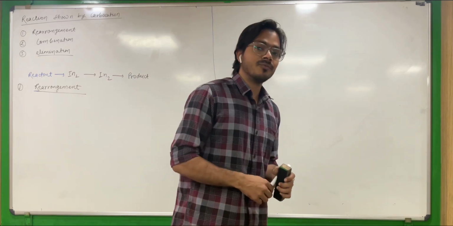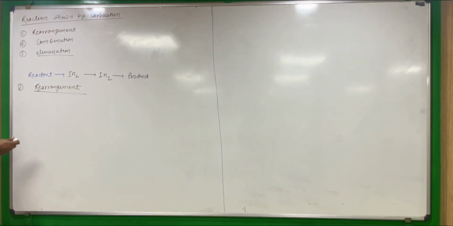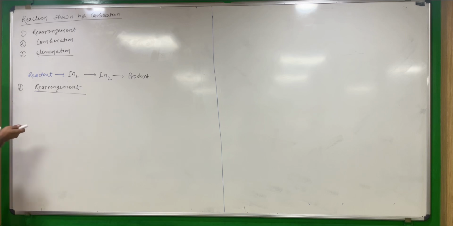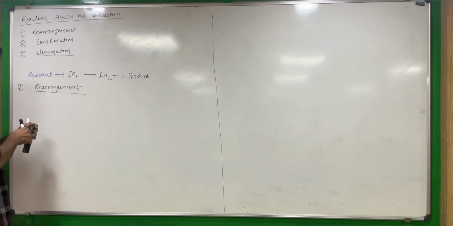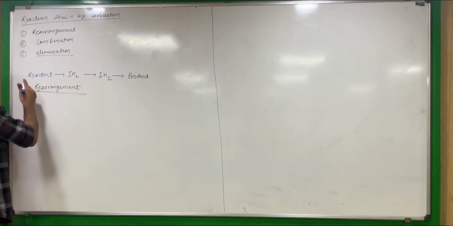So today we will study the reactions of carbocation. Carbocation shows three types of reaction: rearrangement, combination, and elimination. Now, we have seen different types of organic reactions in the first class of reaction mechanism. We have seen this type of reaction also. This is called a multi-step reaction.